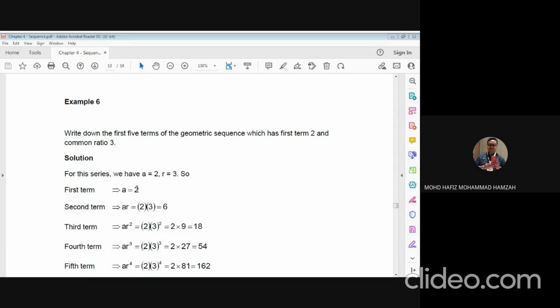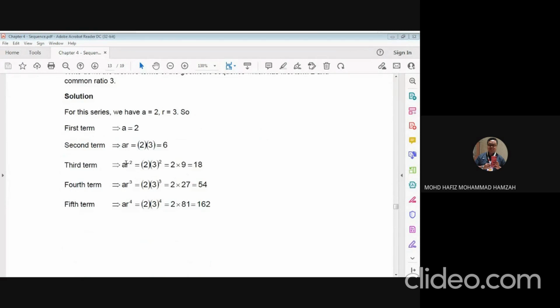So use the formula: first term is n equals 1, second term n equals 2, third term n equals 3 and so on. So the formula is AR to the power of 1 minus 1, which is 0, and anything to the power of 0 is 1. So that's why the first term is equal to 2. And then second term AR to the power of 2 minus 1. So 2 minus 1 is 1. So that's why 2 times 3 gives 6, because R is equal to 3.